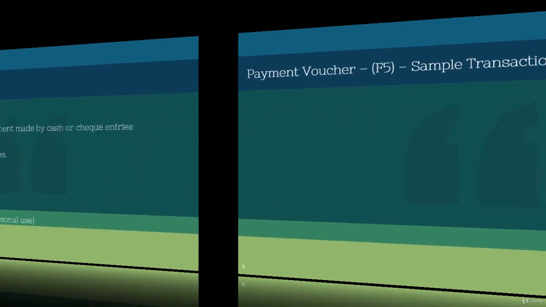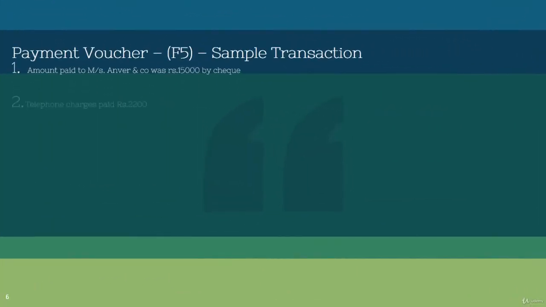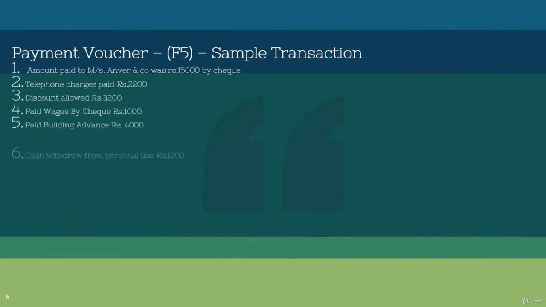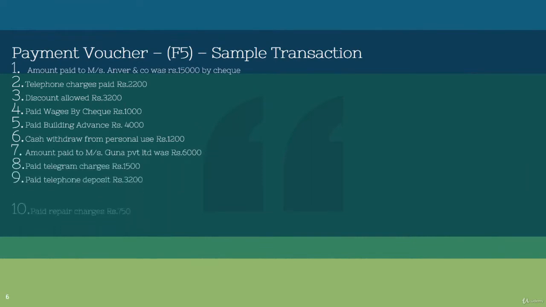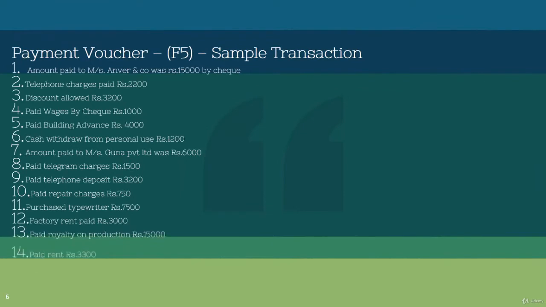Now we are going to look at the sample transactions for the payment voucher. First one, amount paid to Anverco 15,000 by check. As I told you, if we pay anyone by check or cash, we have to use the payment voucher.